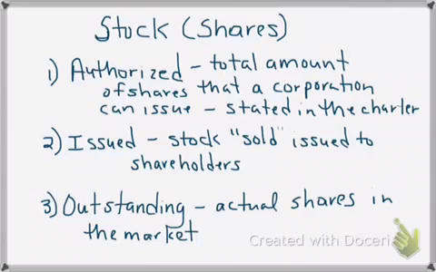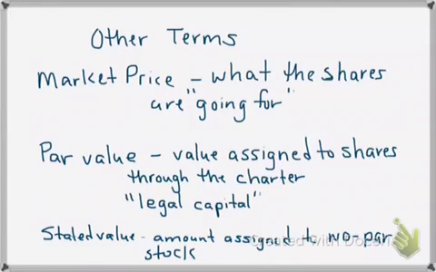And then I have the outstanding shares. These are the actual shares that are in the market right now. So the outstanding shares would be our issued shares minus anything that we've retired or anything that we have bought back in the form of treasury stock. So our outstanding shares can be equal to our issued shares, but they also can be less than our issued shares. Other terms we're looking at deal with money, market price. This is what the shares are currently going for. This is what they're being sold for, what you can get for them.